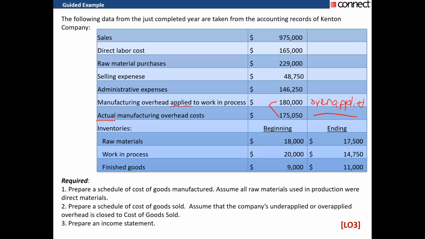Then we're also given the inventory beginning balances and ending balances for raw materials, work in process, and finished goods. So as I change to the next slide and construct the cost of goods manufactured schedule, the numbers that I'm getting are going to be pulled from this slide right here.